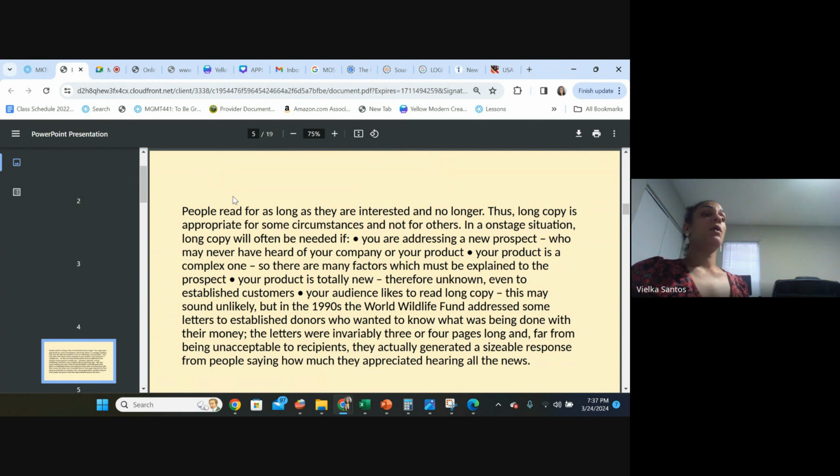We are talking about industry, new machinery, new investment in a drilling machine for the construction sector, etc., machinery for production. Your product is a complex one, so there are many factors which must be explained to the prospect. Your product is totally new.